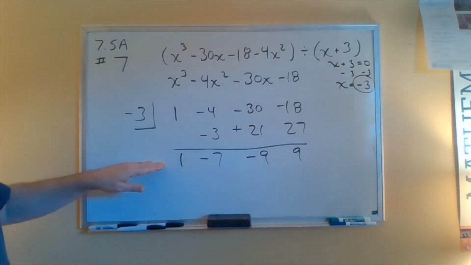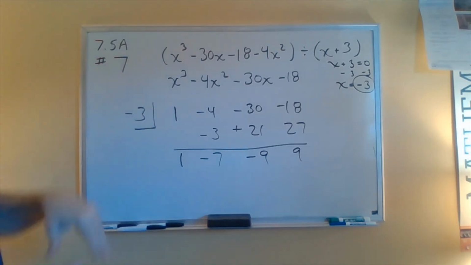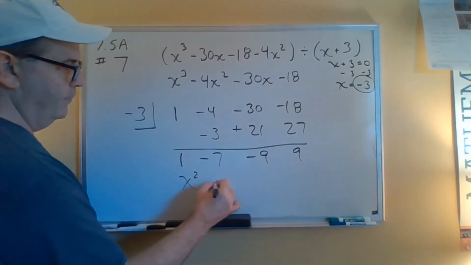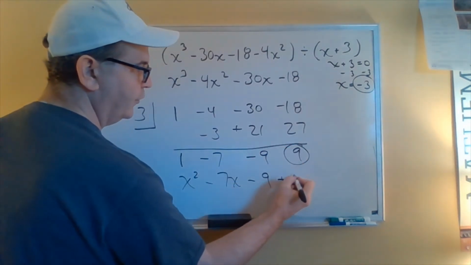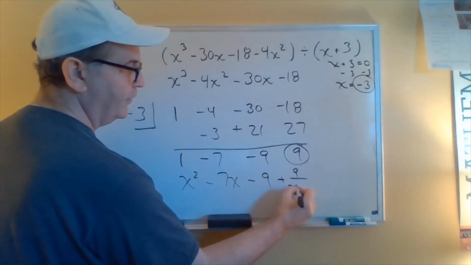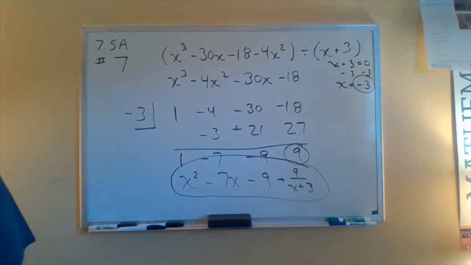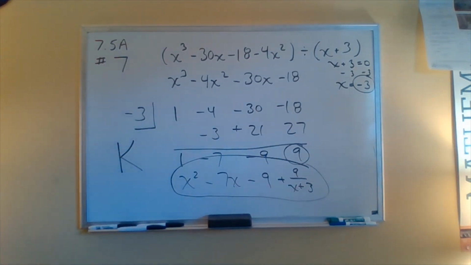Here are the coefficients for my answer. I'm going to start 1 degree lower than I was up here. So if I started with a degree 3, my answer is going to be a degree 2. So there's x to the second power minus 7x minus 9. This is going to become my remainder, so plus 9, I'll put that 9 in the numerator. And my denominator is my original divisor of x plus 3. So my answer to number 7 is x squared minus 7x minus 9 plus 9 over x plus 3. For purposes of our riddle, that matches up with the letter K.